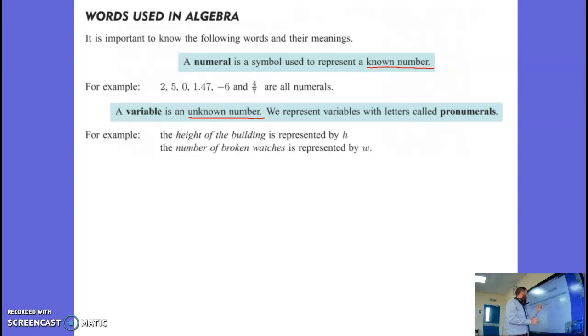Example there, the height of a building, we might represent it as H. Until we know it, we've got this letter H there.